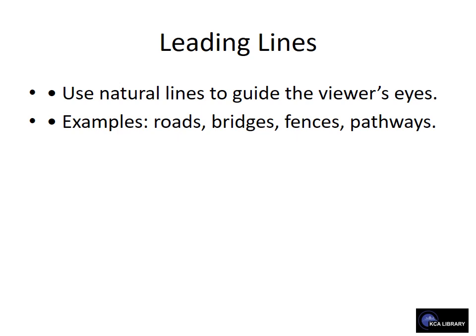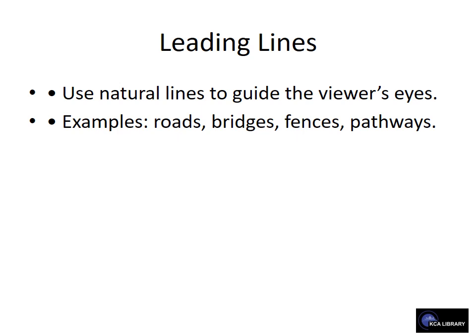Now, these lines can actually be natural, like a tree line, or like a river, and it can also be man-made, like a road or a fence, and it could be horizontal, vertical, or diagonal. All right, so by creating a visual path, these leading lines help you add depth, movement, and focus to an image. All right, so examples: roads, bridges, fences, and pathways.